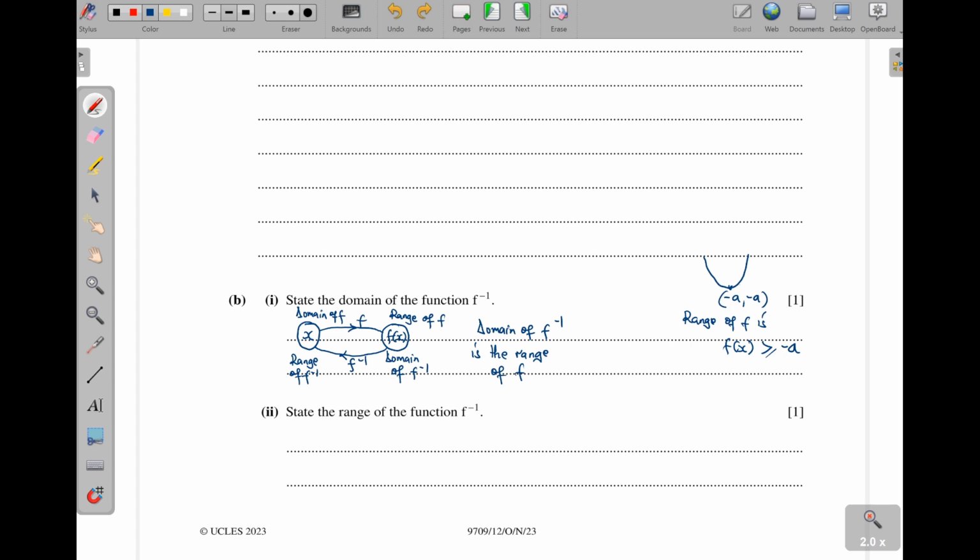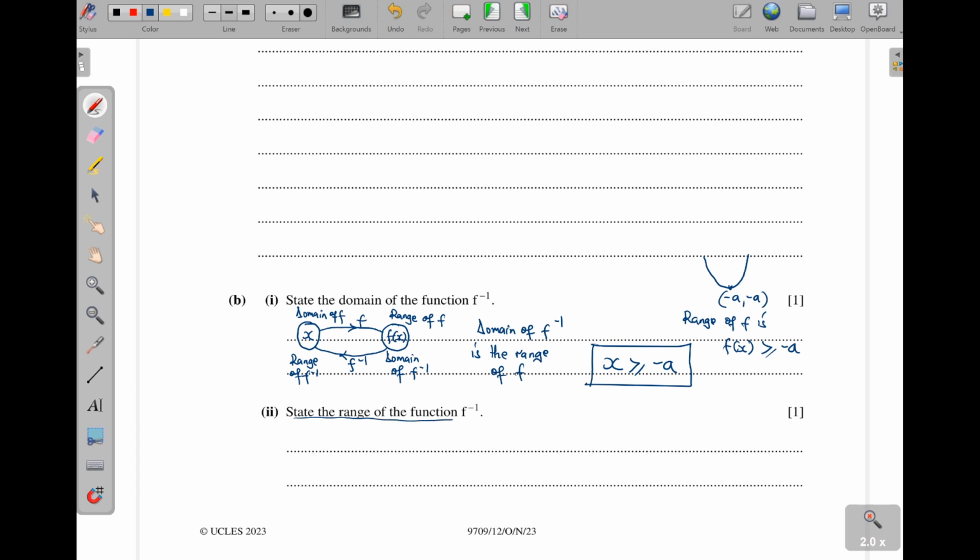Now I'm not going to write this one here when it comes to the domain. I said for the domain, you write it in terms of x. So drop the f of x and then you write it as x greater or equal to negative a. This will be the domain of the inverse.